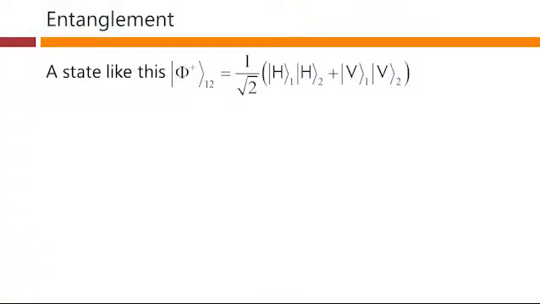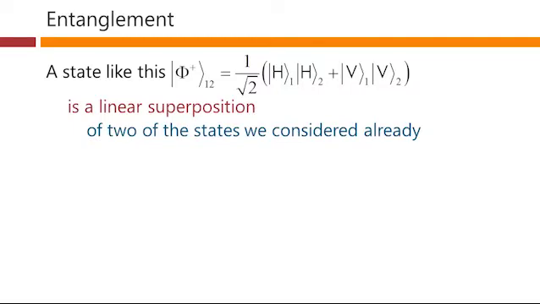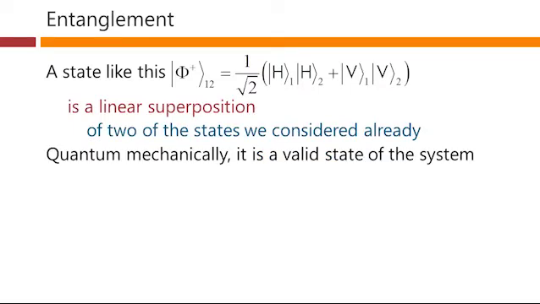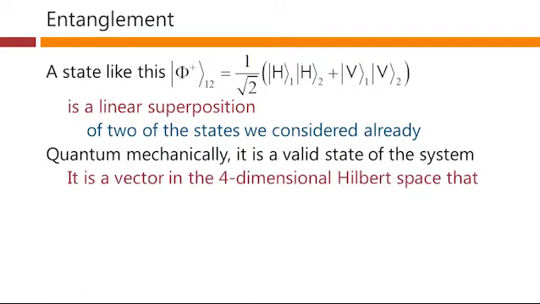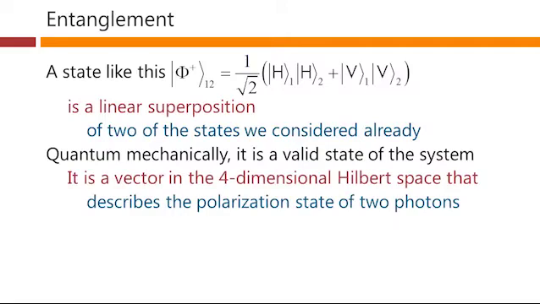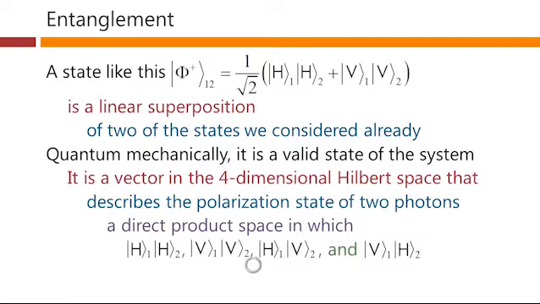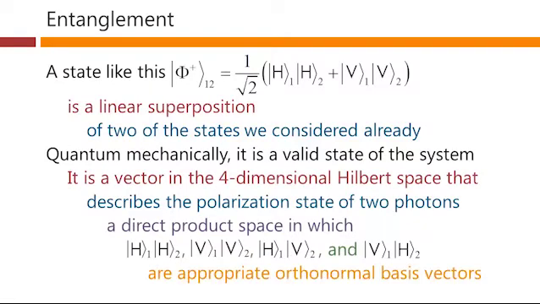A state like this one is a linear superposition of two of the states we considered already. Quantum mechanically, it's quite a valid state of the system. It's a vector in the four-dimensional Hilbert space that describes the polarization state of two photons. That's a direct product space in which all of these functions here are appropriate orthonormal basis vectors.